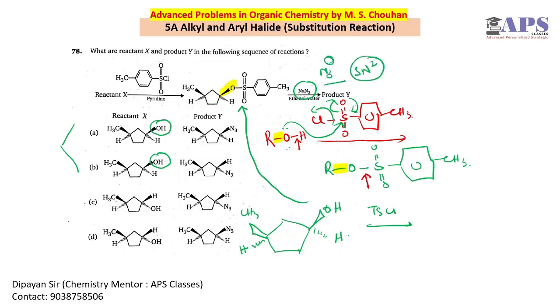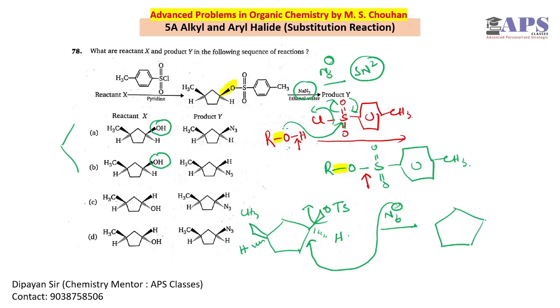So in the SN2 reaction, if this is OTs kind of thing, we have backside attack or Walden inversion, and finally the azide ion is present below the plane. Why? Because this is Walden inversion, or 100% inversion product is formed. So this will be your final product. Okay, so in this case option B is the correct one.